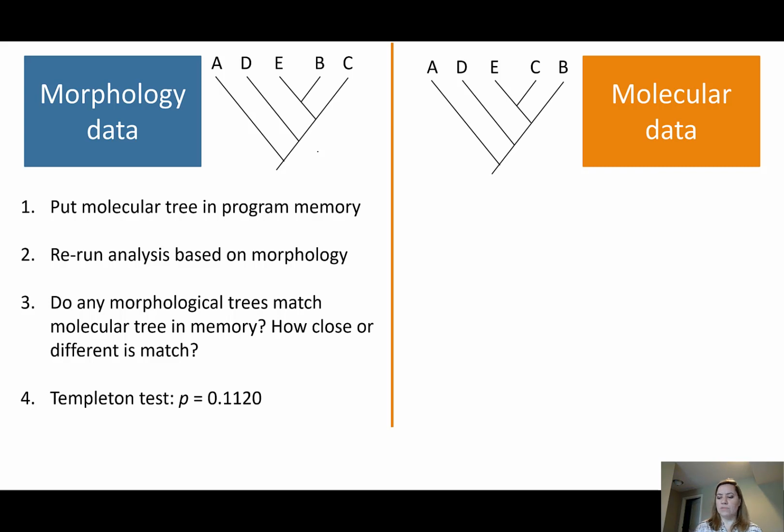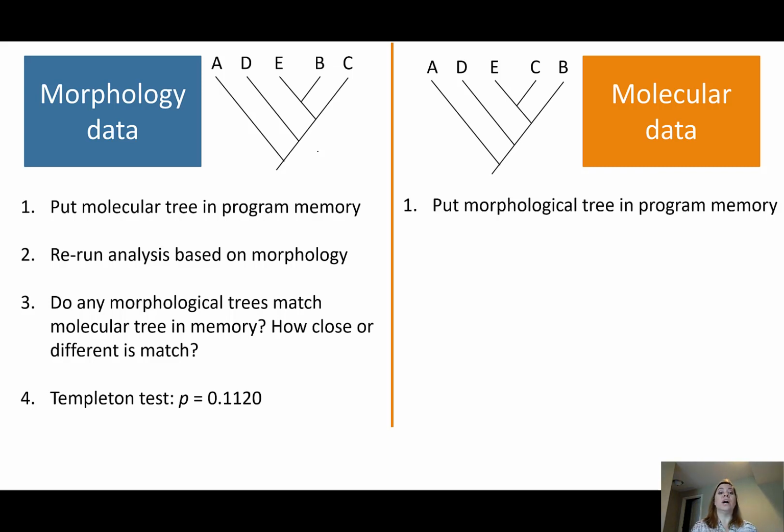All right, if you convert this p-value to a percentage, it is 11%. And if you remember, the p-value has to be 5% or 0.05 or less in order to reject the null hypothesis. All right, so let's do the same with the molecular data.